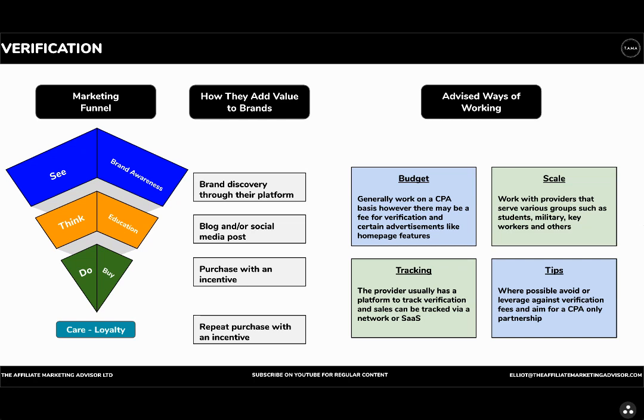Tracking: the provider uses their own platform, but they can be plugged into an affiliate network or SaaS. And yeah, tips, just try to avoid paying for verification and any integration fees.